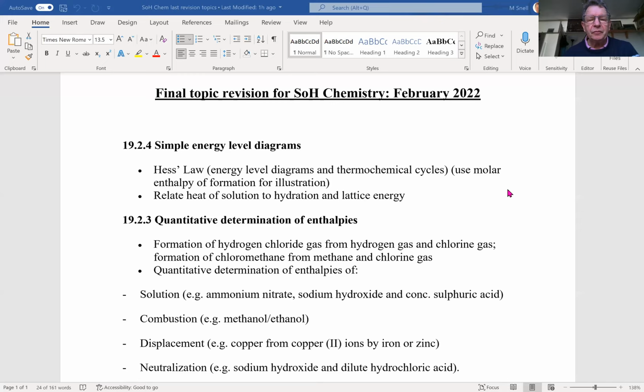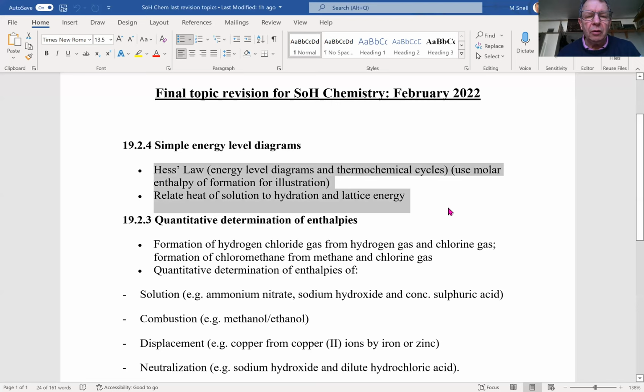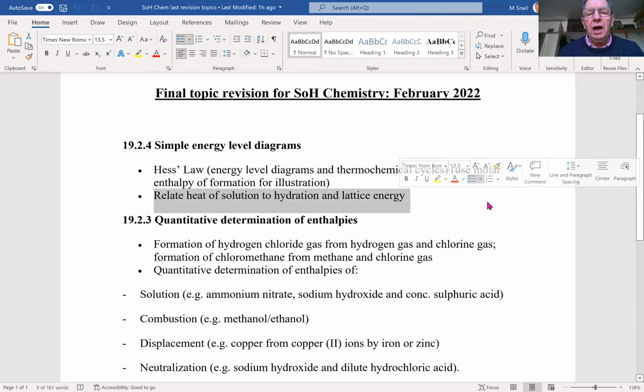So let's go back to what I was going to tell you about. So here we are. We have now covered all of the first bit. That's what it is all about. This second bit here, relate heat of solution to hydration and lattice enthalpy, I'm going to look at, but very briefly. We have talked about here the quantitative determination.